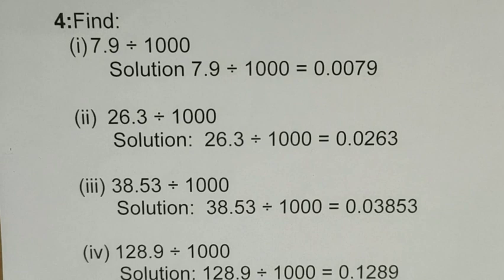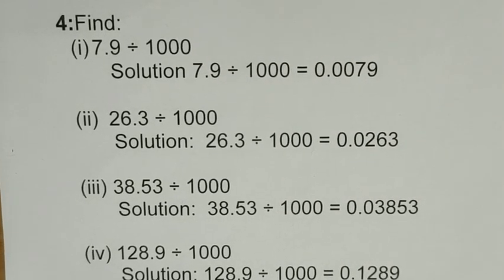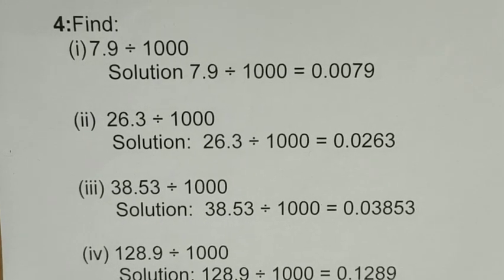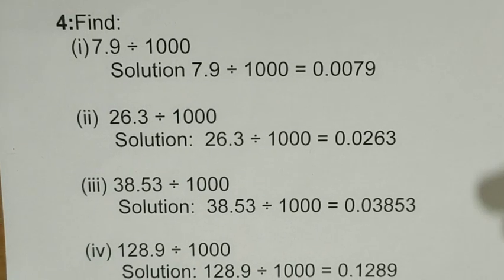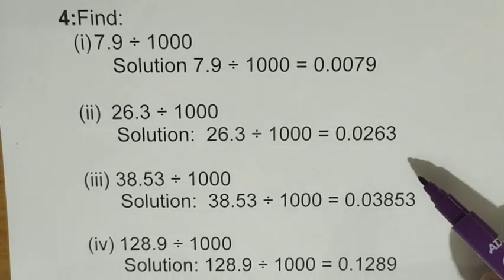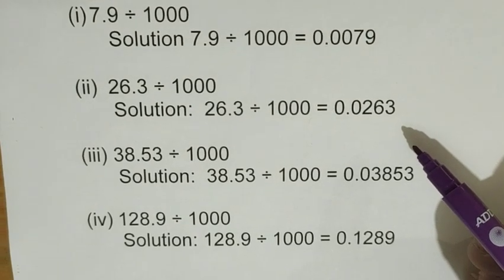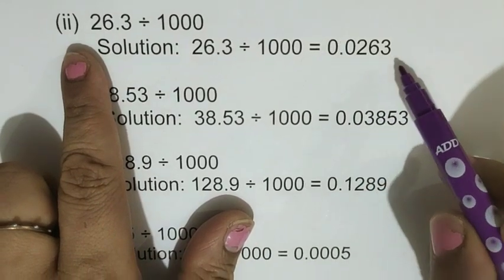Fourth question, find 7.9 divided by 1000. This time what is the number in the denominator? 1000. So how many zeros? 3 zeros. So how many places will the decimal be moved left? It is 3. So 7.9 divided by 1000 means 0.0079. Next, 26.3 divided by 1000. So 3 decimal places we require, already 1 is there, so 0.0263.